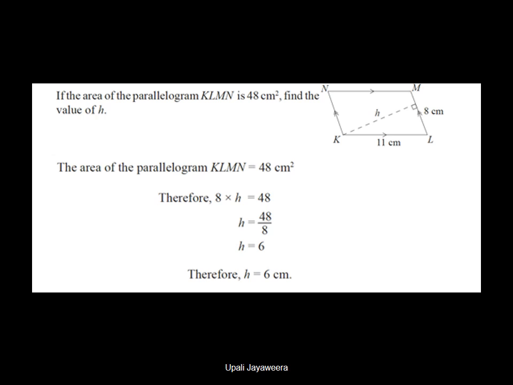Now do this exercise. If the area of the parallelogram KLMN is 48 square centimeters, find the value of h. Here you are given the area as 48 square centimeters and you can find the area by using the base ML and perpendicular height h. Then area equals h into 8. H into 8 should equal 48. Therefore, you can find h as 48 divided by 8. It is 6 cm.